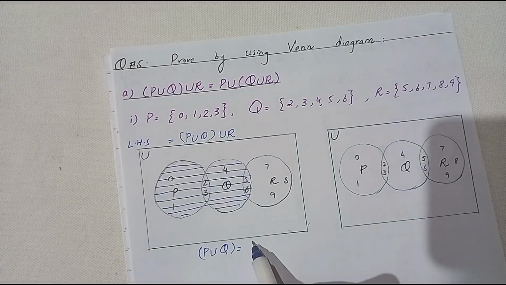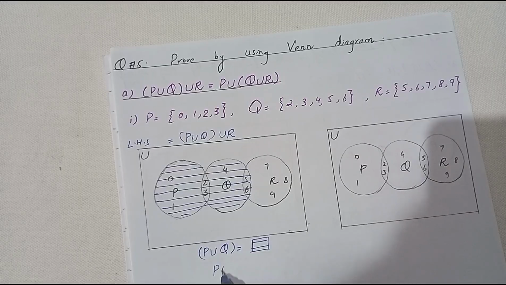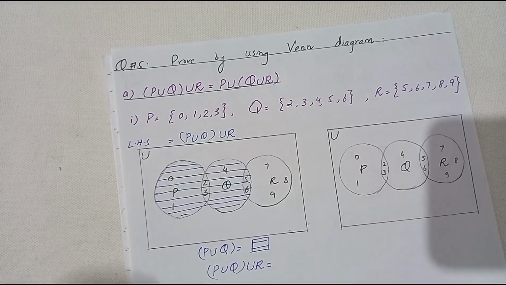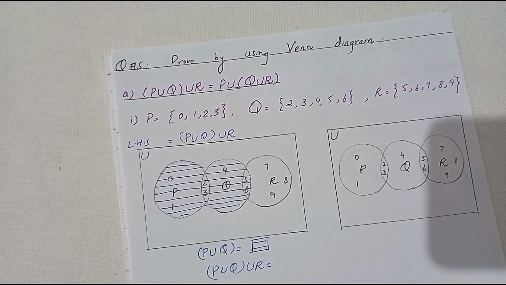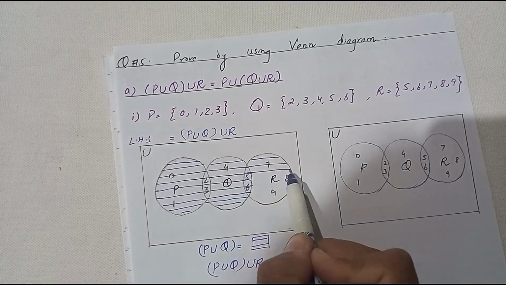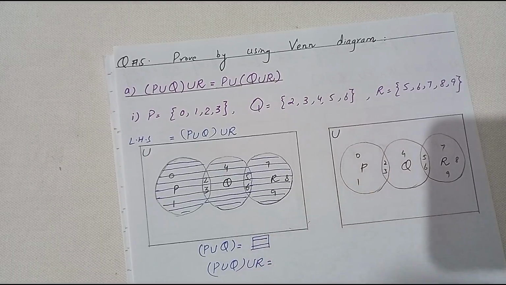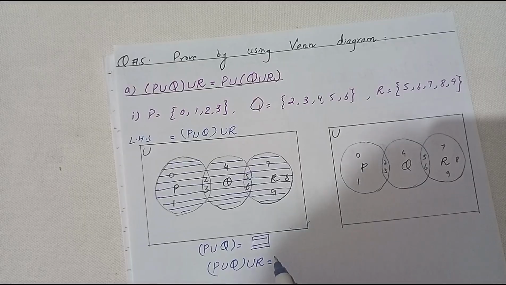And represented it with the horizontal lines. Now P union Q union R means shade all parts of P, Q and R. So we also shaded R with the horizontal lines. So this is the final shading of the left hand side, in which all of P, Q, R are shaded with horizontal lines.